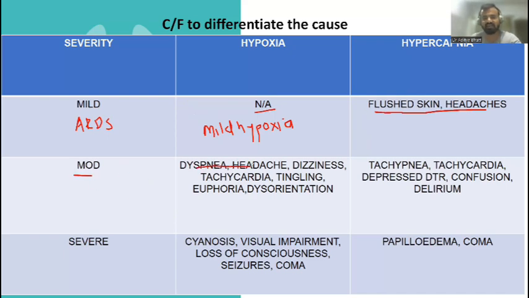will present with dyspnea, headache, dizziness, tachycardia, tingling, euphoria, and disorientation, while moderate hypercapnia will present with tachypnea, tachycardia, depressed DTR, and confusion and delirium. As you know, hypercapnia is the stimulant for central chemoreceptors. So you have to remember that CO2 is the activator for central chemoreceptors, and severe hypoxia has cyanosis, visual impairment, loss of consciousness, seizures, and coma. And hypercapnia will have papilledema and coma.